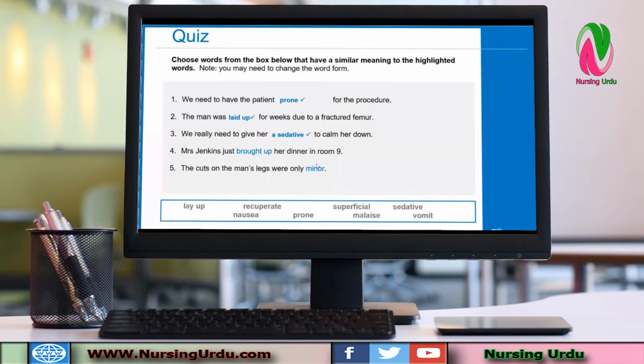Mrs. Jenkins just brought her dinner in room 9. Brought up her dinner, rather, in room 9. She just vomited her dinner. Yeah, in room 9. Okay, the cuts on the man's legs were only minor.